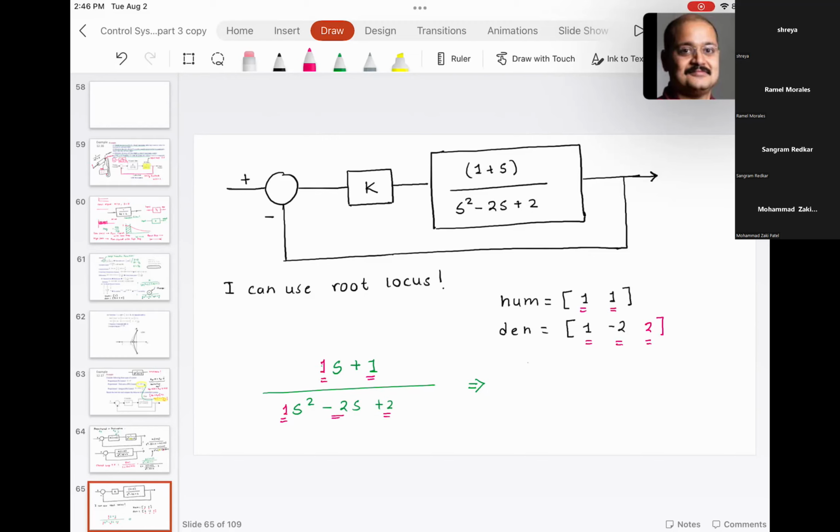The only thing here is, please note, this k is a variable. You cannot include this k in your transfer function. The transfer function must include just the numbers.